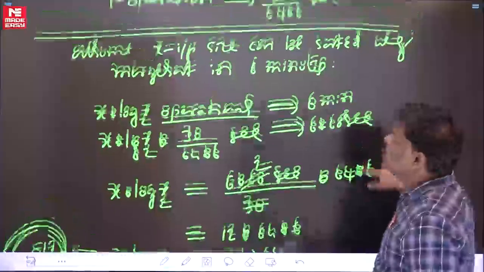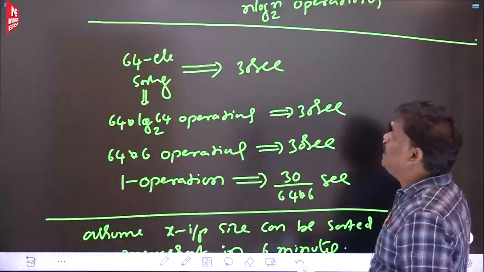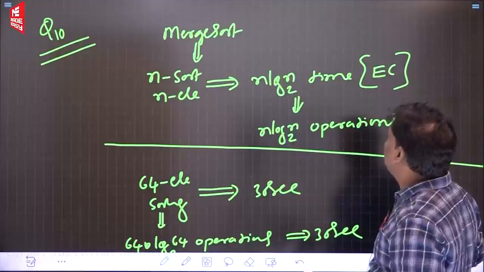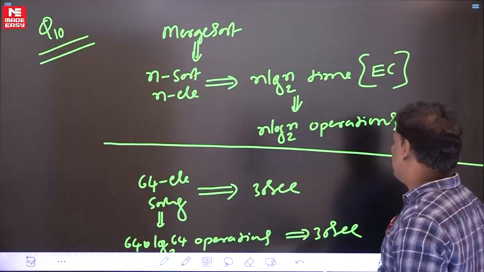Question number 10 is a nice one. It has taken a lot of time to explain. It is really useful to you. That is the reason I took a lot of time to explain this. This is question number 10.